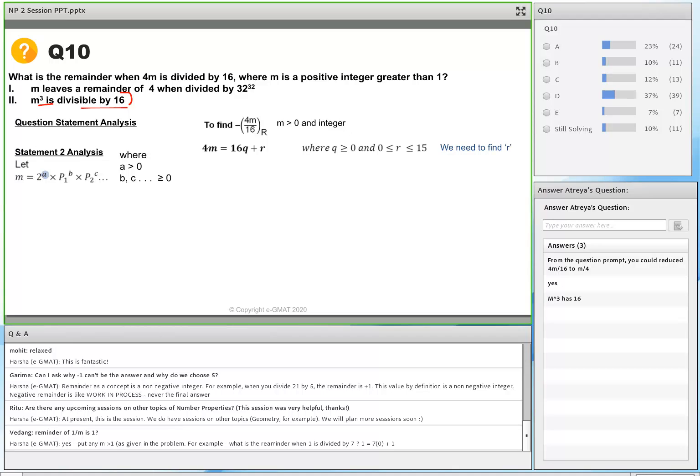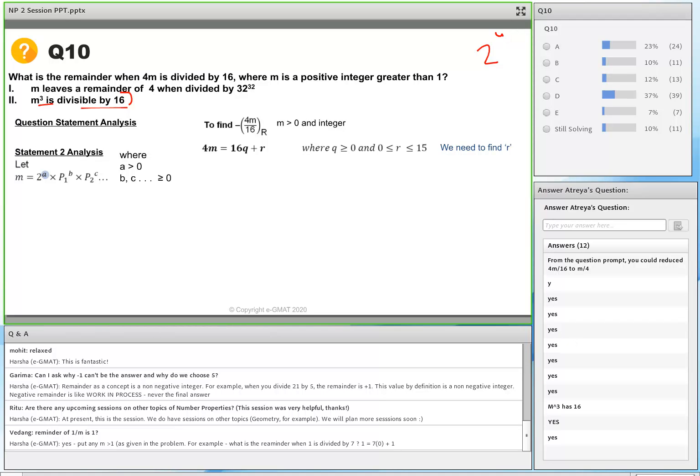M to the power 3 has 16, right? Does all of you agree with this? M to the power 3 has a 16 inside it. Can I write 16 as 2 to the power 4?